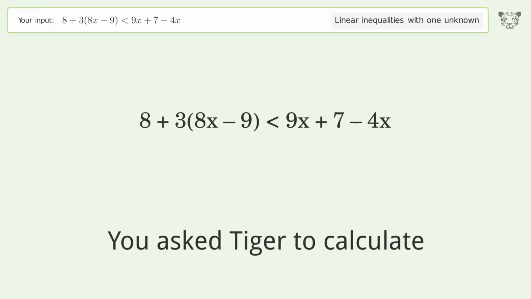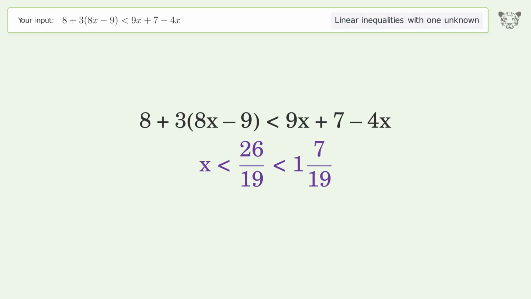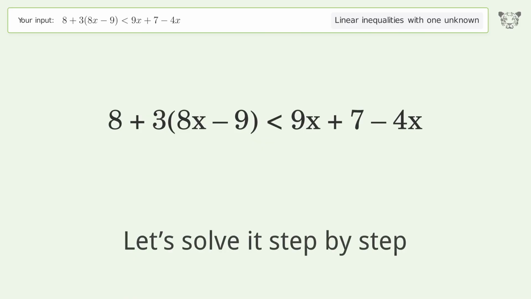You ask Tiger to calculate. This deals with linear inequalities with one unknown. The final result is x smaller than 26 over 19 smaller than 17 over 19. Let's solve it step by step.